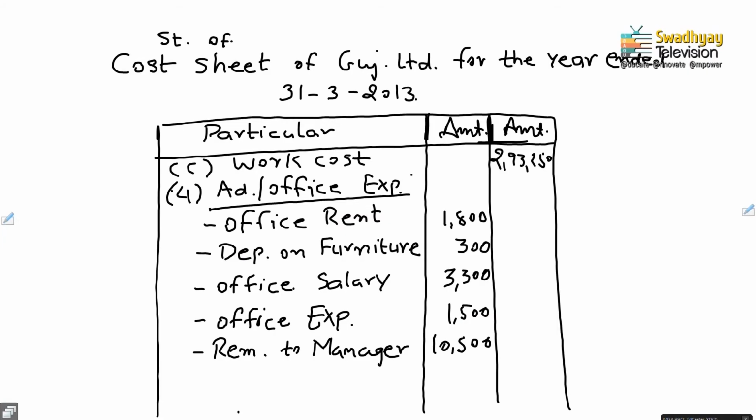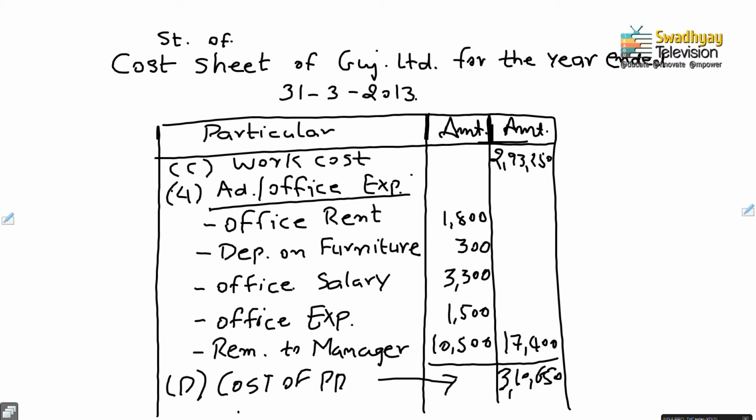Now make a total of this and transfer into the outer column. The total amount of these expenditures comes to 17,400, and the 17,400 rupees would be added into the work cost. It comes to 3,10,650. And that is your next answer, that is cost of production. So in this way, your next answer is identified, the cost of production.